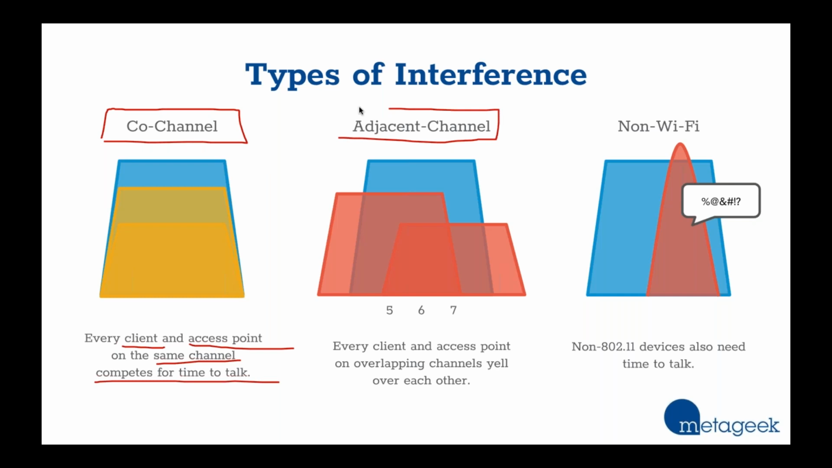Adjacent channel interference occurs when wireless networks and their connected devices are on partially overlapping channels. So let's say we have a network on channel 5 and a network on channel 6 and a network on channel 7. They've each got a bunch of devices associated to them. The problem is that instead of politely taking turns talking or competing for airtime like we do with co-channel interference, with adjacent channel interference, these networks are just going to yell and scream over each other. They're going to constantly interrupt each other.